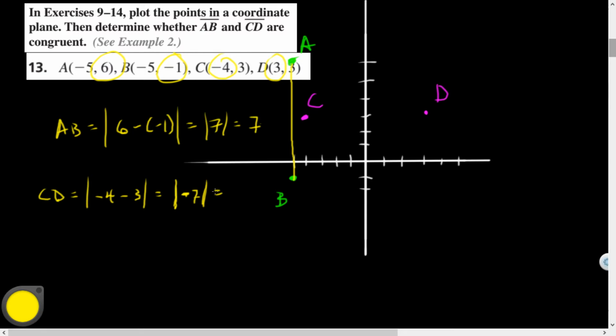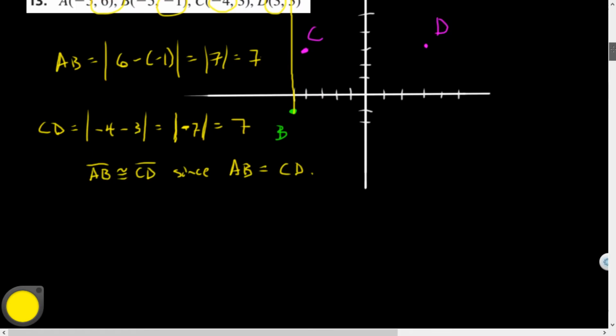-7, absolute value is going to be +7, because their measurements are equal, therefore the segments are congruent. So segment AB is congruent to segment CD. And I could even say, since AB, the number, is equal to CD, that's the definition of congruence postulate. Def of Cong, you guys are going to be best friends this year. It'll be great. So that's that problem.